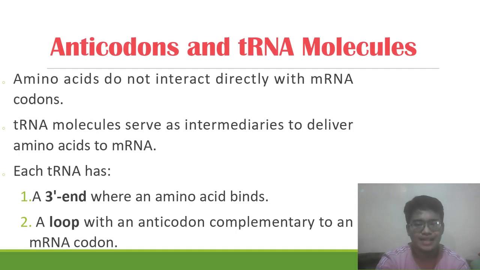The amino acids used in protein synthesis do not directly interact with the codons of an mRNA molecule, or a messenger ribonucleic acid molecule. Instead, transfer ribonucleic acid molecules, or the tRNA molecules, function as intermediaries that deliver amino acids to the mRNA. At least one type of tRNA molecule exists for each of the 20 amino acids found in proteins. All transfer ribonucleic acid molecules have the same general shape, and this shape is crucial to how they function.